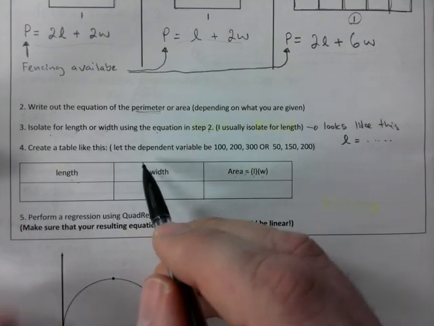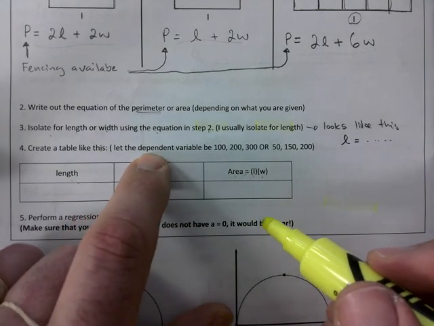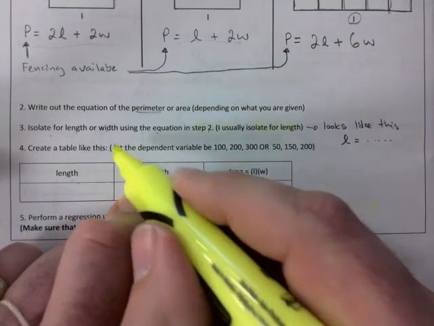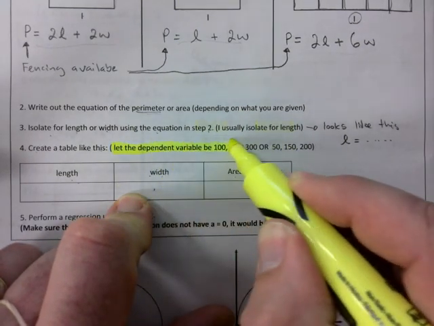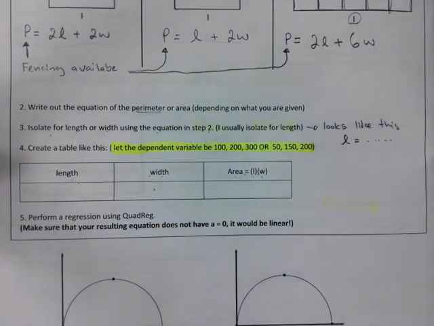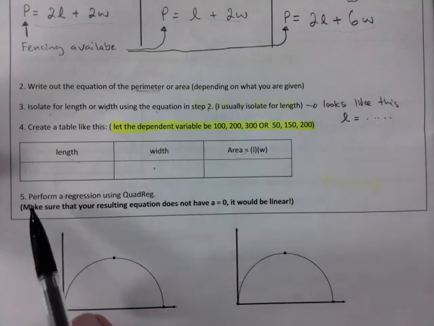So watch this. This is where it gets interesting. Let the dependent variable be 100, 200, or 300, right? This is important here. Or 50, 150, 200. You can really choose what you want to do, but we just let it be something. And I will show you that in a bit.